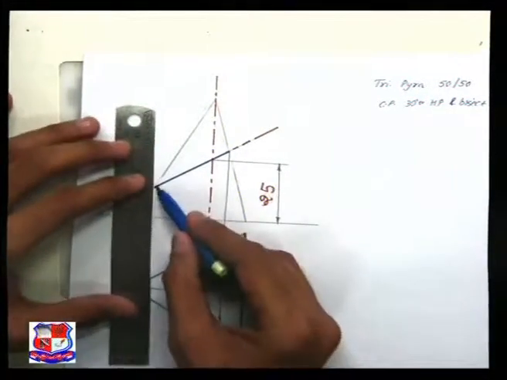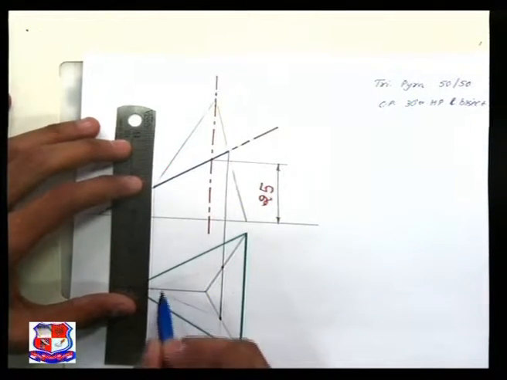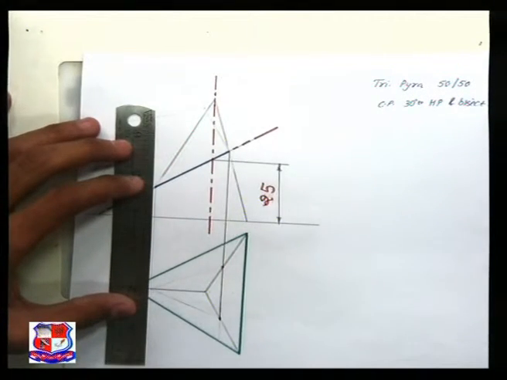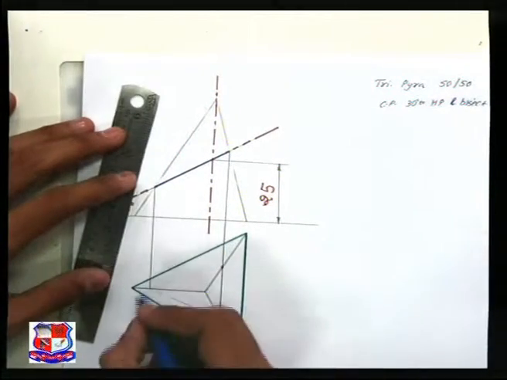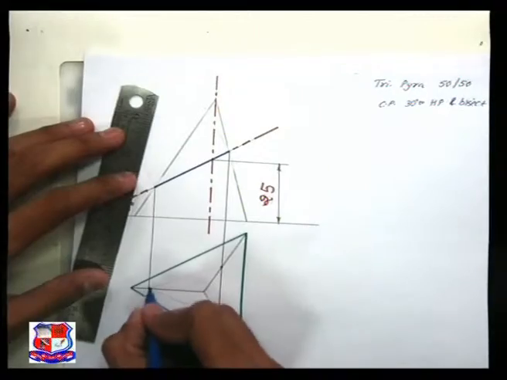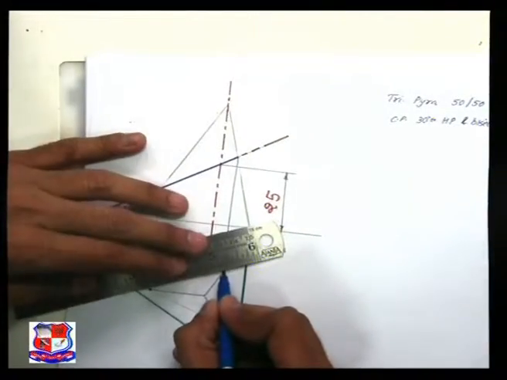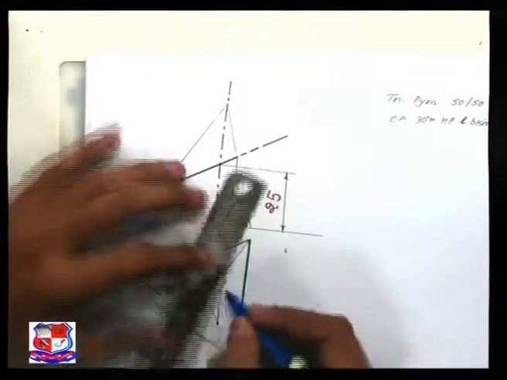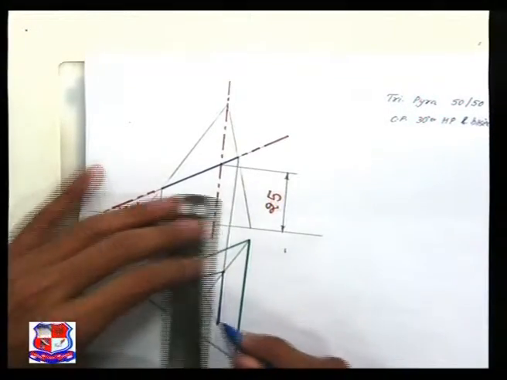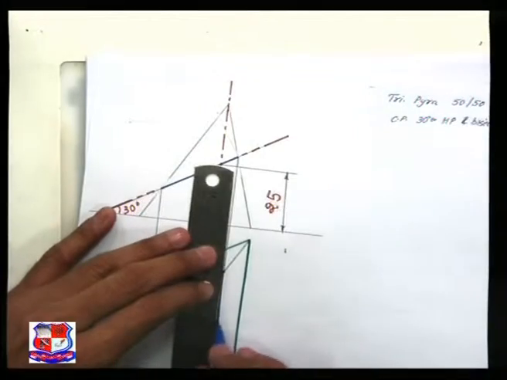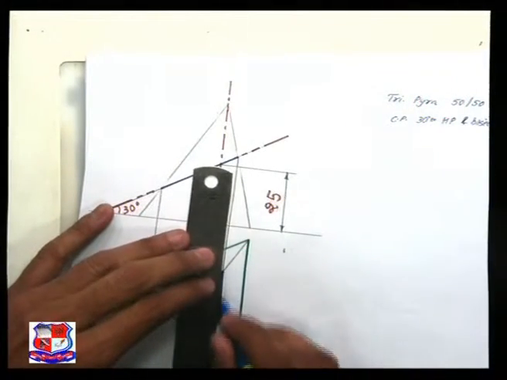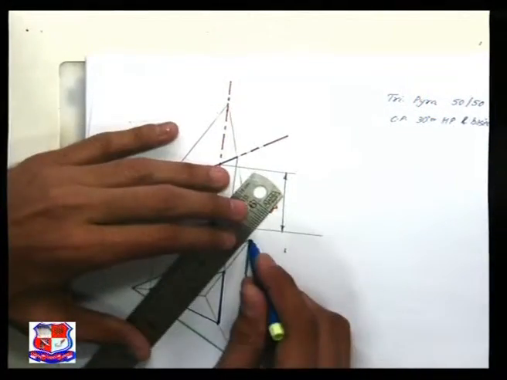Similarly, from this point, draw a straight vertical line, and this projection line from this point will cut the top view of this slant edge at this point. So 3 points are there. Join all these 3 points with a straight line, which is triangular in shape, and as it's a triangular pyramid, straight lines would be there.